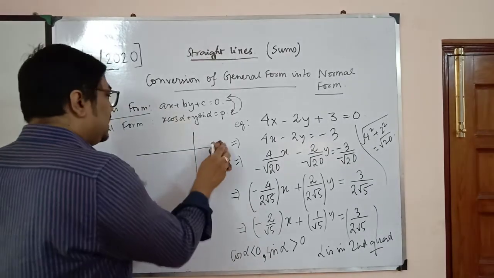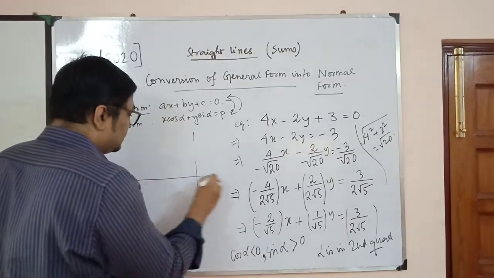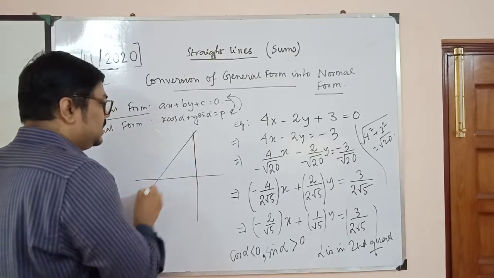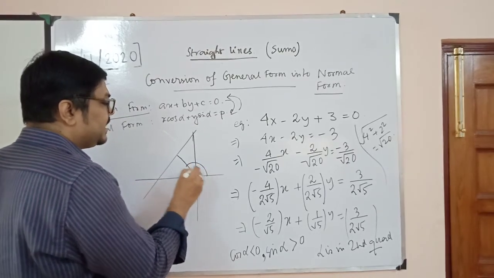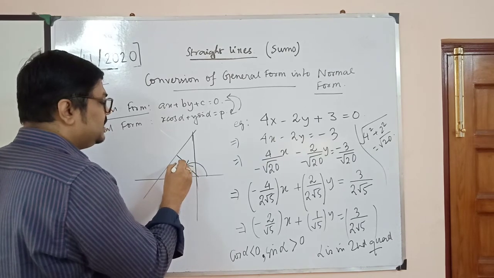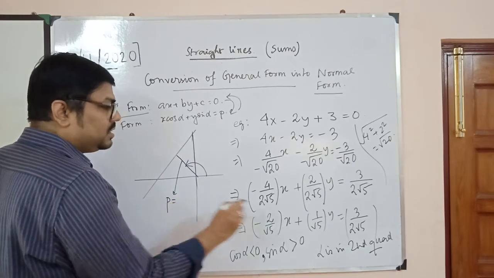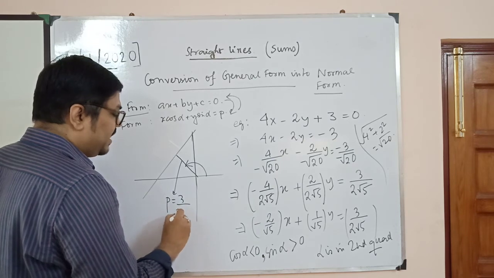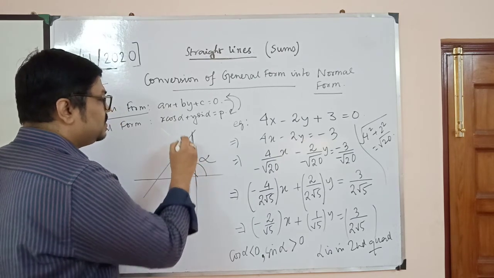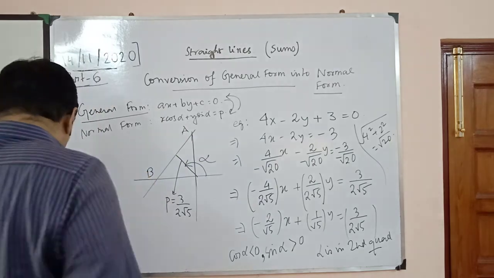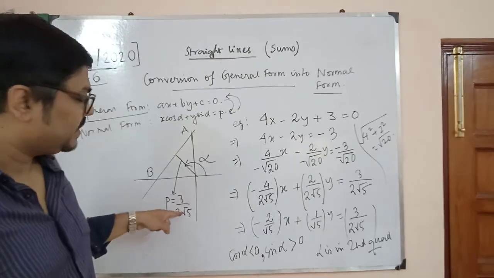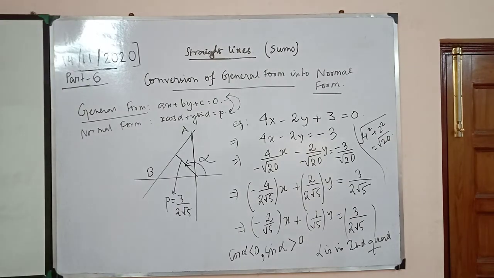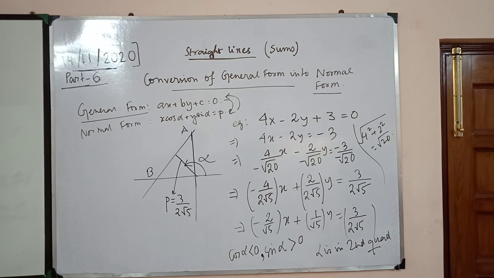We can draw like this. So this is the line where alpha is in second quadrant, you can see, and this is p, which is still positive 3 by 2 root 5, and this is alpha. So this AB is the required line, with p positive and alpha in the second quadrant, giving you cos alpha negative and sin alpha still positive. So thank you for this.